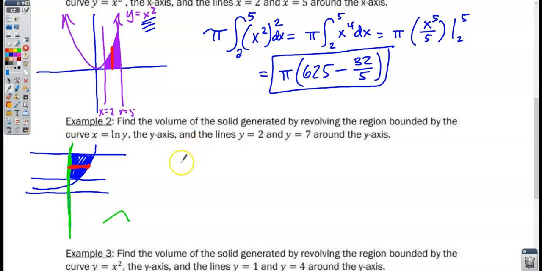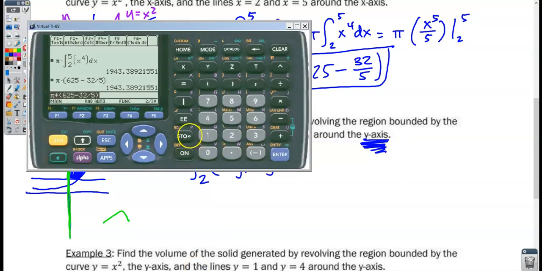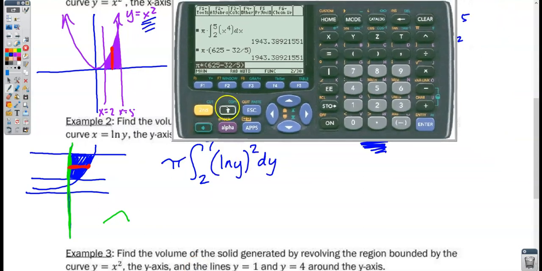And so our setup here is going to look like pi times the integral from one end of the region to the other, bottom to the top, 2 to 7, of the radius squared with respect to y. Everything is in terms of y because we're going around the y-axis. And so I'm going to go ahead and calculate that using my calculator. I've got pi times the integral of the quantity natural log of y, quantity squared, with respect to y, from 2 to 7.